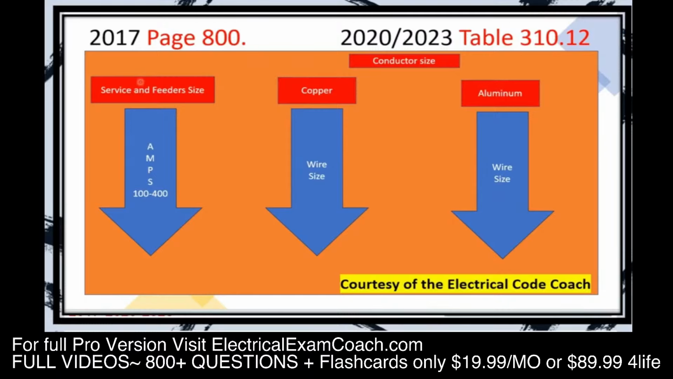So what you do is size your service. You come down here. Let's imagine it's a 100 amp service and you want to use copper. You slide over and it tells you what size wire to use. It makes it super simple. Now let's put it to practice.